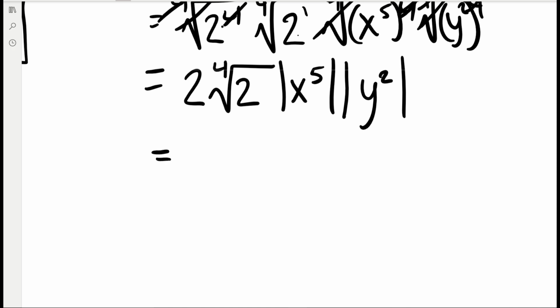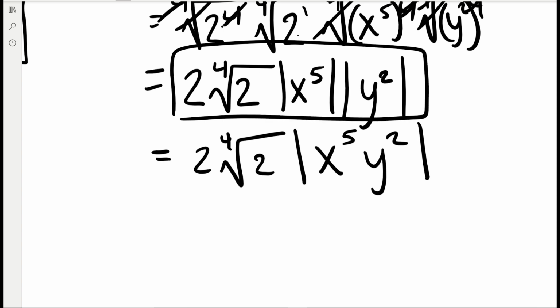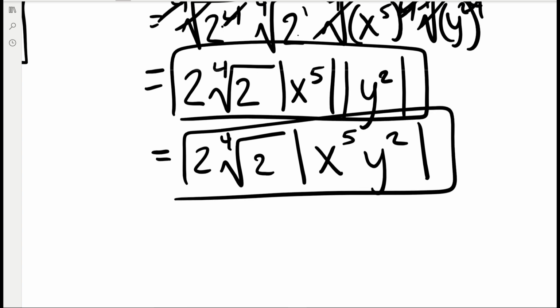So in this case, you can combine these two absolute values and combine it as x to the 5th y squared, like this. So either one of these is correct. Okay, so it doesn't matter which one you use. They're both the correct answer. Okay, so this or that is perfectly fine, or you can just ignore the absolute value on the y squared.